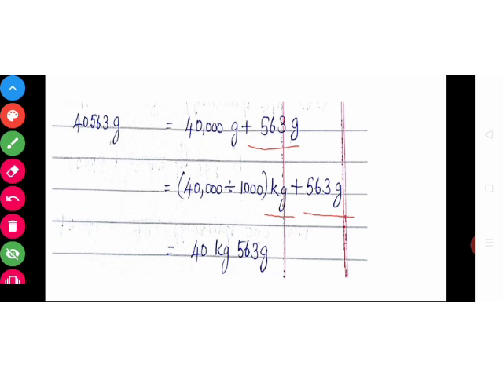Write it down. This 40,000 divided by 1000 is, what is your answer children? 40 kilogram. Yes. As such you want to write 563 gram. Your answer is 40 kilogram, 563 gram.